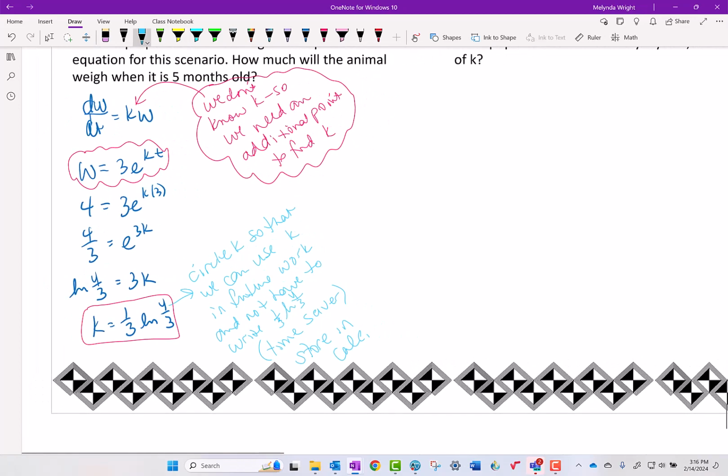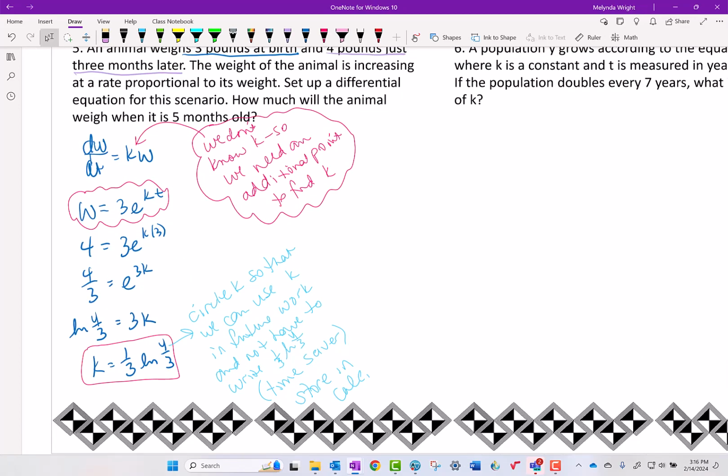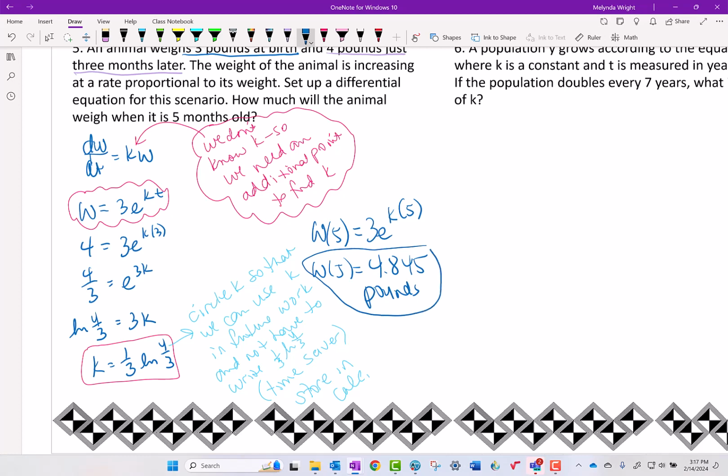The word problems typically ask us to find something. And in this case, they want to know how much will the animal weigh when it's 5 months old. So we want W of 5. And W of 5 would be 3e, and the k is this one we've stored in our calculator, times 5. We would simply put that in our calculator, and it would tell us. So W of 5 is 4.845, and our units are pounds, right? Pounds. And so that would be our final answer.